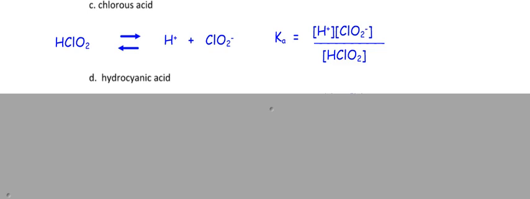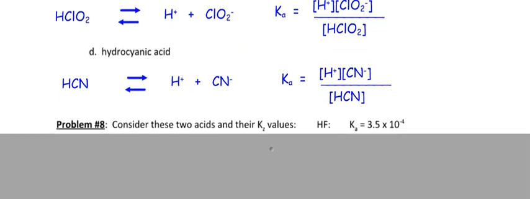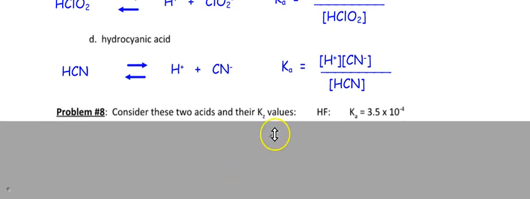All right, welcome back. So hydrocyanic, what is it? What is cyanide? It is CN negative, so hydrocyanic acid is HCN. Hopefully you got this, okay? And there you go. So problem number 8 says, consider these two acids and their Ka values.